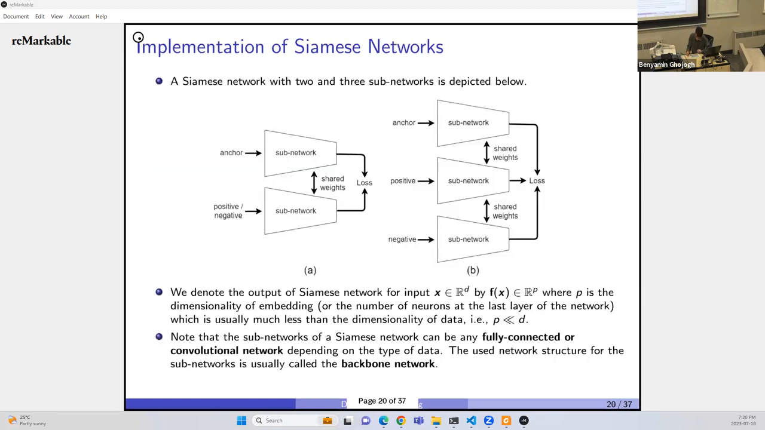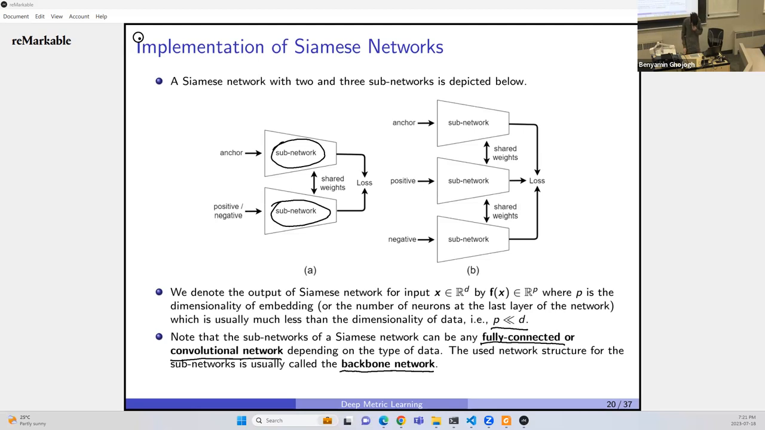We usually use the same network for these subnetworks, right? We have to, because they need to share their weights. And the network which is used as a subnetwork, we call it the backbone network. It can be a fully connected network or a convolutional neural network. For example, the backbone network might be ResNet 18. We use that in our own work, ResNet 18 in the Siamese network structure. And usually the embedding dimensionality is much less than the input dimensionality, right?